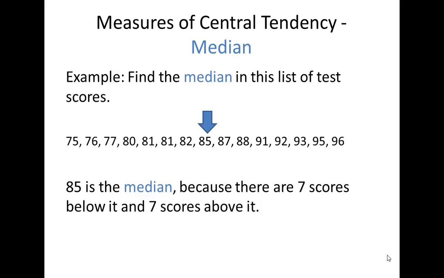Let's look at an example. Find the median in this list of test scores. Notice that this list of scores is ordered from least to greatest. The median is the number that is the midpoint between all of the values in the list. In this example, 85 is the median because there are 7 scores below it and 7 scores above it.